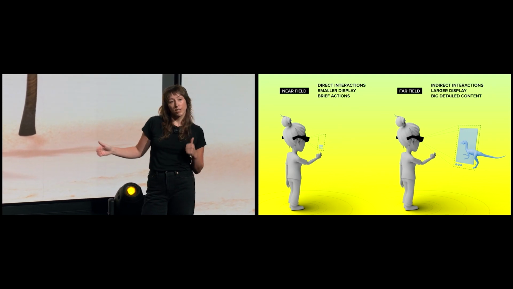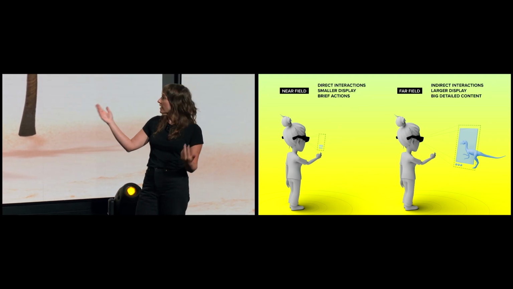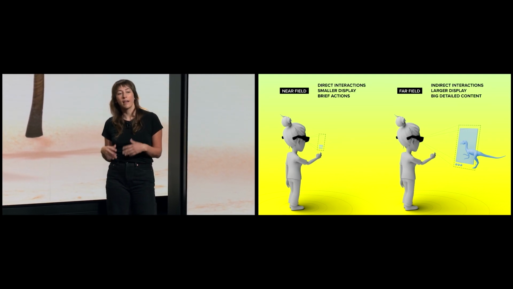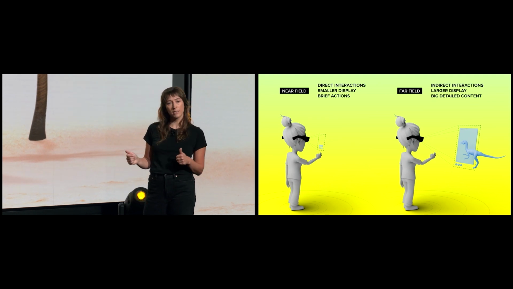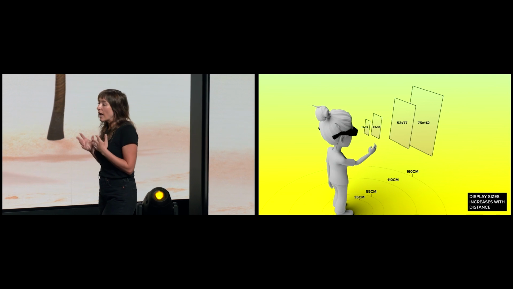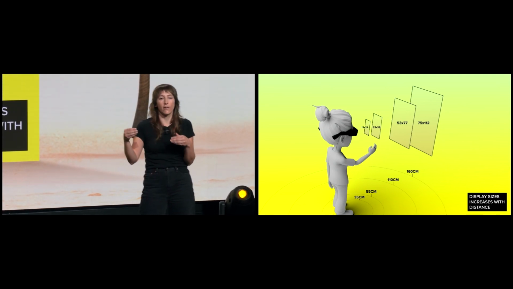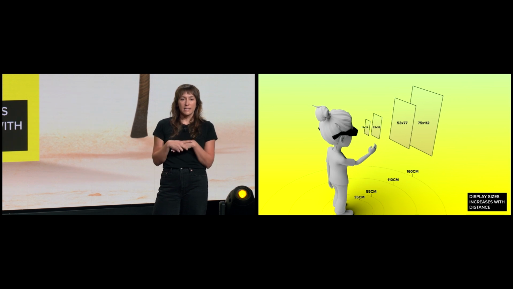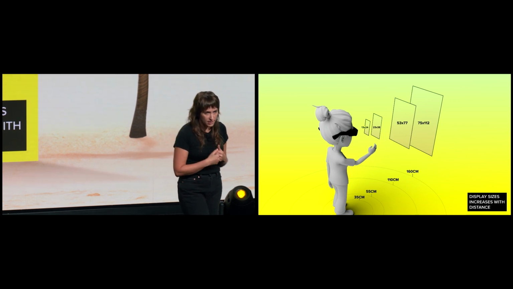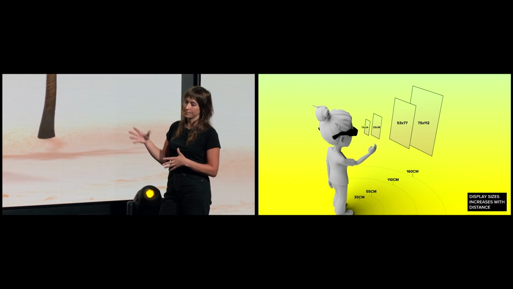Then, far-field positioning uses indirect interactions. It can take advantage of that larger display area, and it's best for more detailed content experiences that might be used for longer periods of time. And we recommend using these typical Z positions for near and far field content. At these distances, these are the corresponding sizes in the X and Y plane.